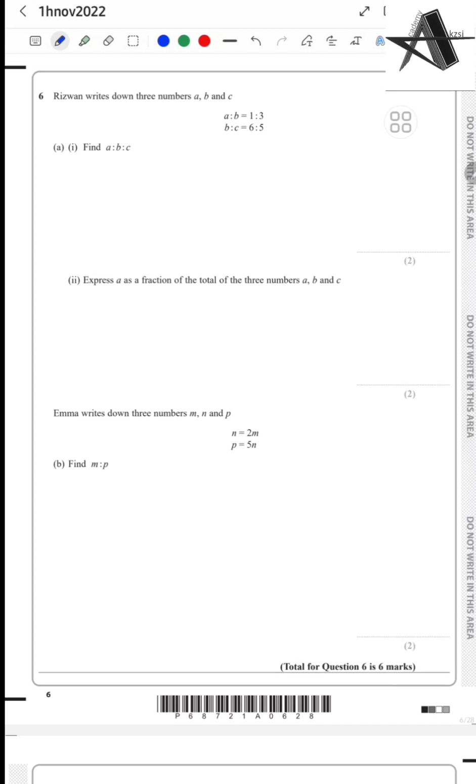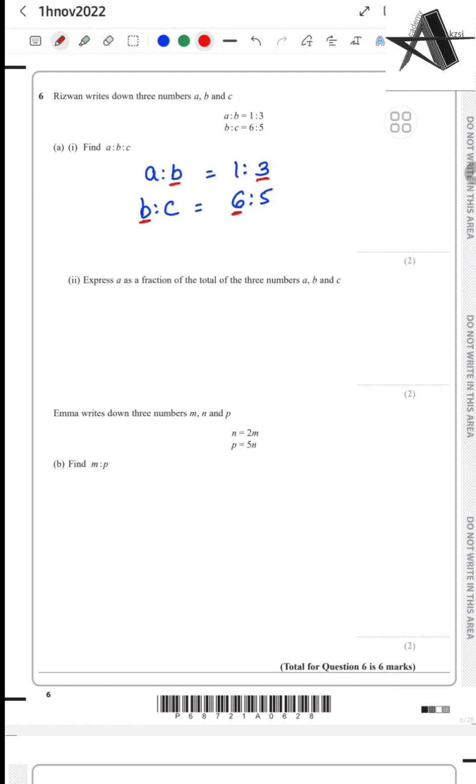Now Rizwan writes down 3 numbers A, B and C, and their ratio is given as A ratio B is 1:3, B ratio C is 6:5, and you have to calculate A ratio B ratio C. See, one thing is that if you have a letter common, what you need to do is make that common as well. Clearly B is common. A ratio B is 1:3 and B ratio C is 6:5. Clearly this B and this B is common.